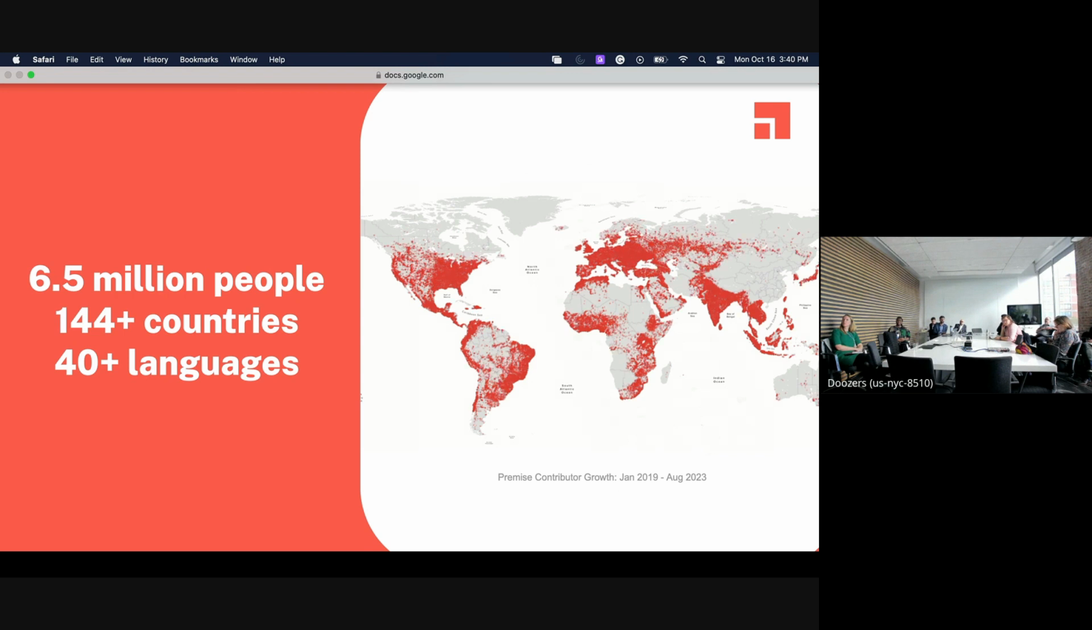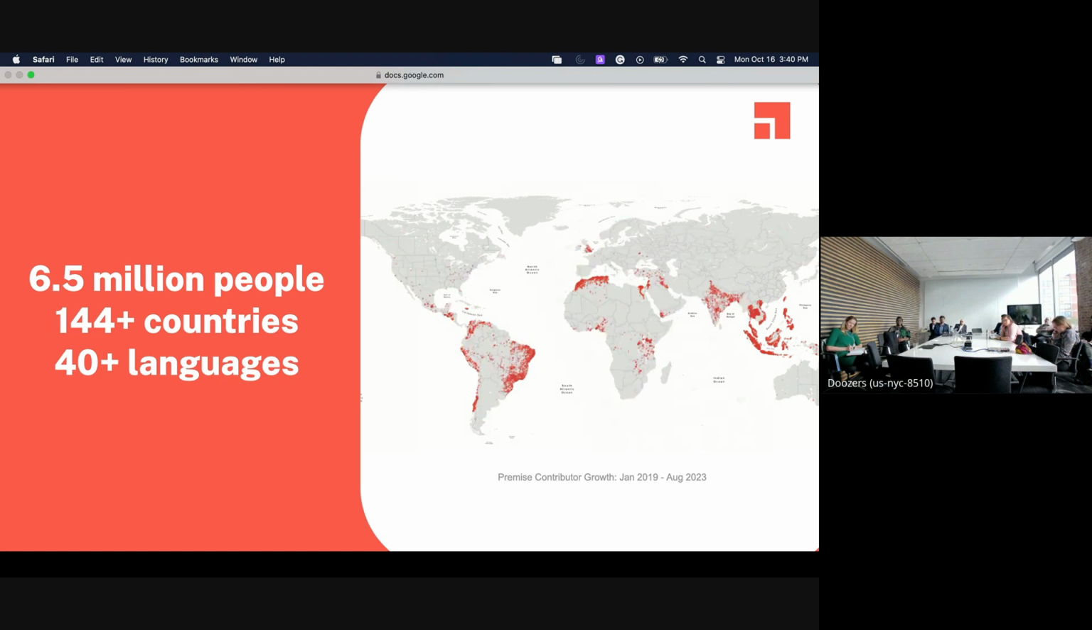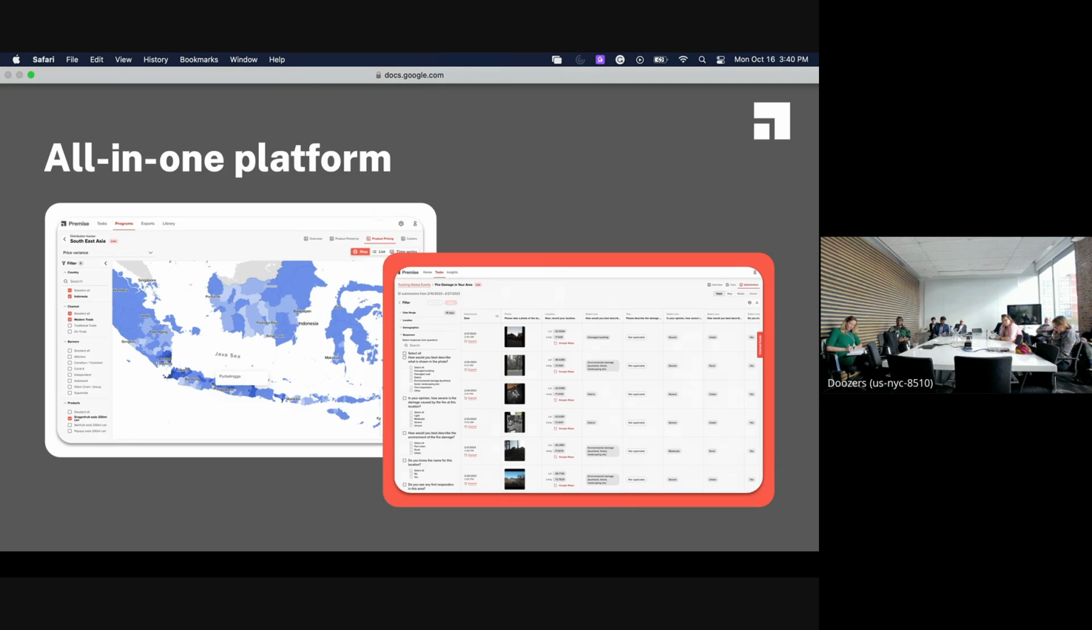And at this point, our network is constantly growing, but we have about 6.5 million individuals across 144 countries that have downloaded our app and serve from time to time as data contributors. And we're supporting 40 languages that are supported by the iOS and Android systems. And we do this all in one platform.